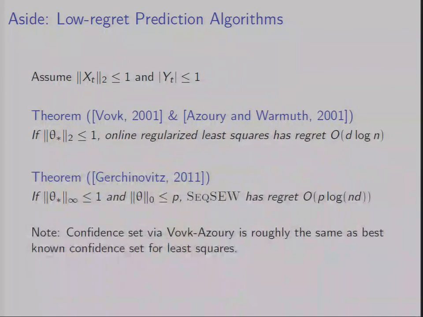Surprisingly, we are not aware of such a bound for things like lasso. So lasso has much worse regret bounds. In fact, they're polynomial in the number of rounds. It's something like the square root of the number of rounds, which is rather unfortunate.